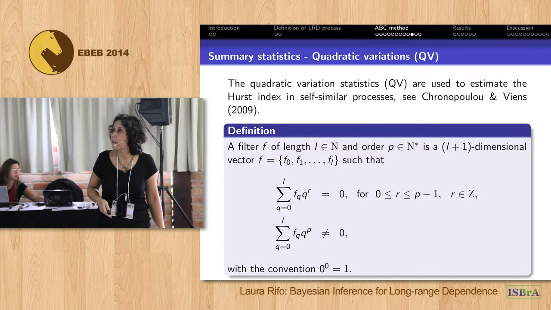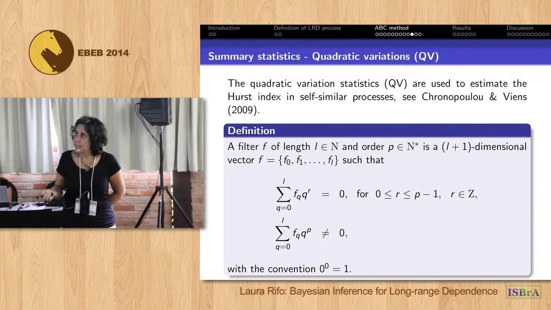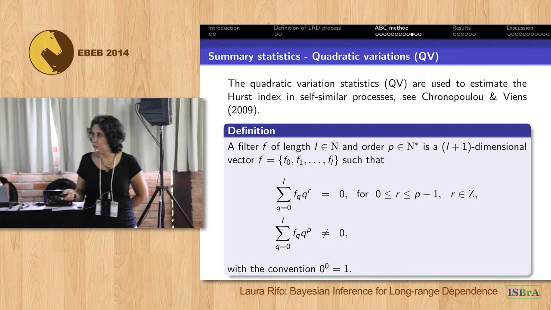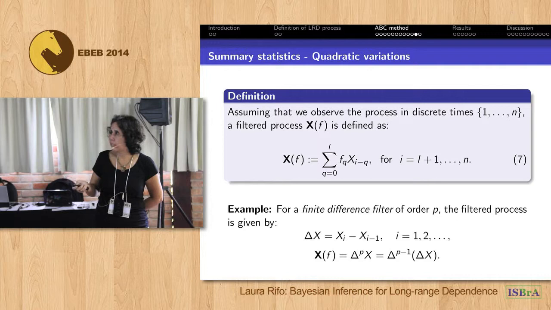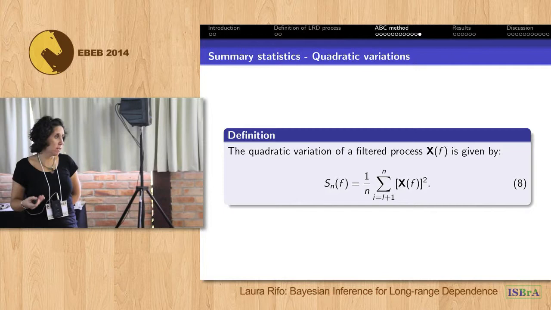The other statistic we consider is the quadratic variation, that is based on applying a linear filter on the time series that we have. So after we apply a filter on the time series, we calculate the quadratic variation. It is also a good estimate of the memory parameter.